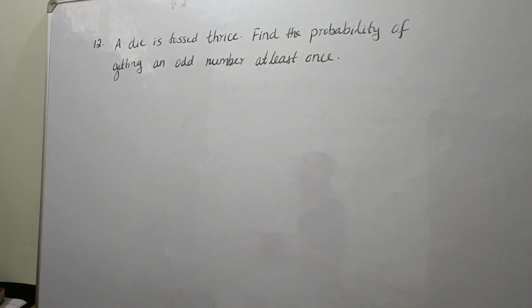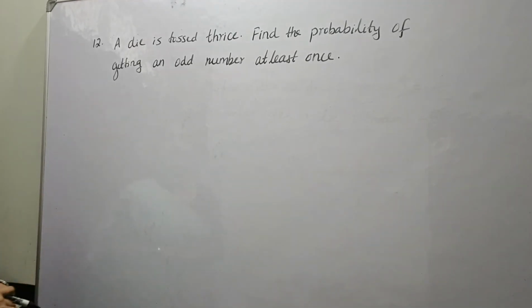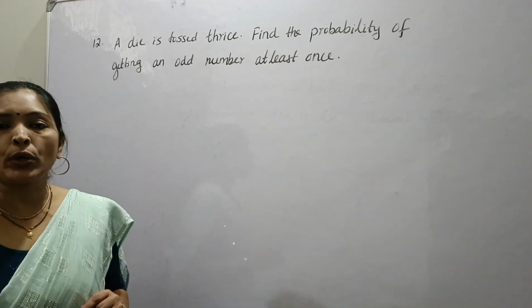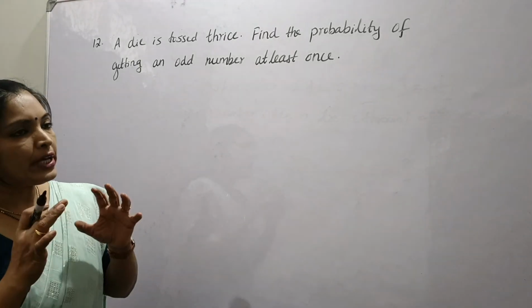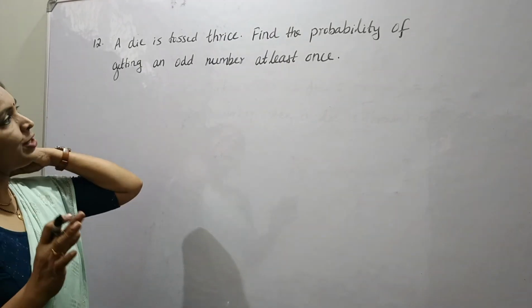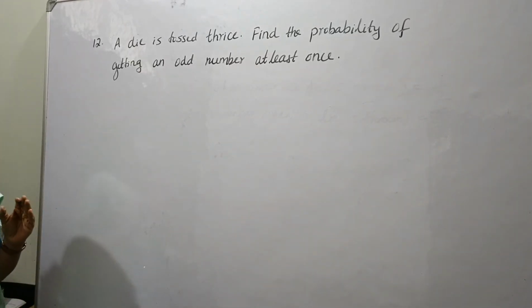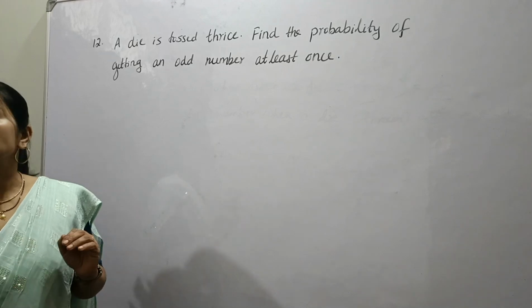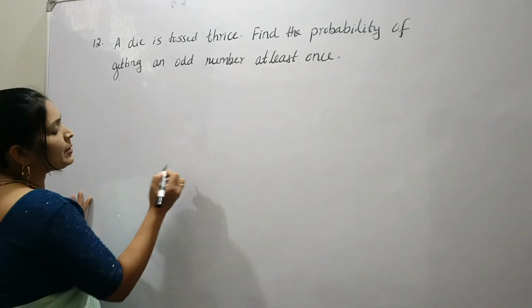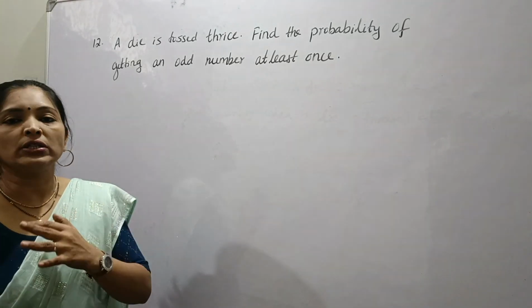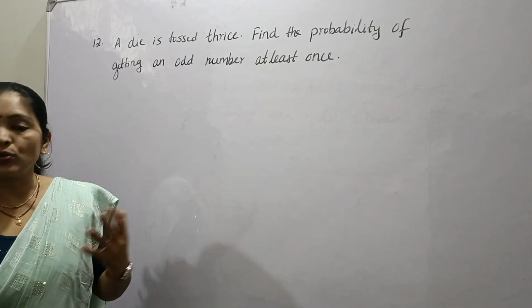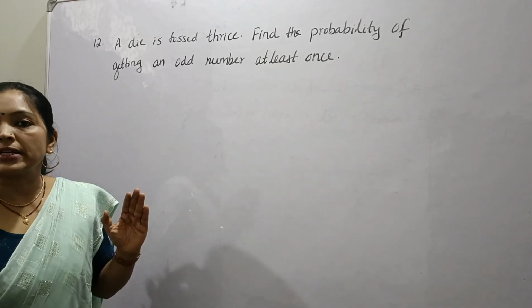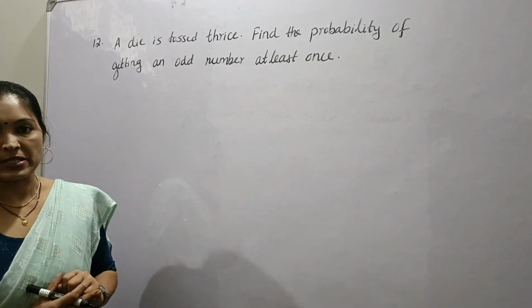A die is tossed thrice. Find the probability of getting an odd number at least once. See here, the experiment is a die is thrown 3 times. So here we have to find the probability of getting an odd number at least once. When we throw a die 3 times, what is the sample space? The sample space is 111, 112, 113, etc., 611, 612, right? There are 216 possible outcomes in this sample space, right?